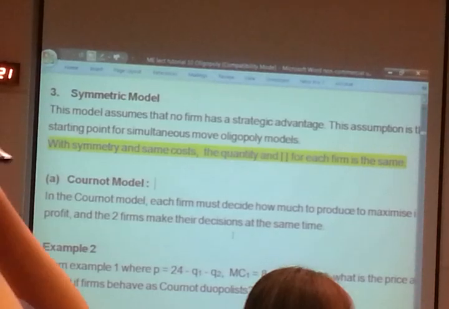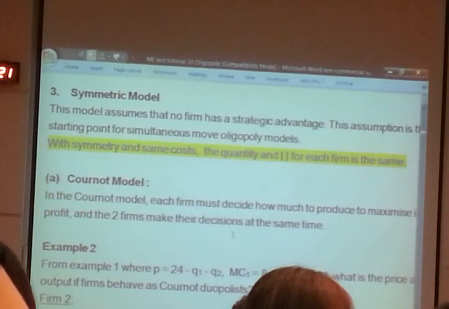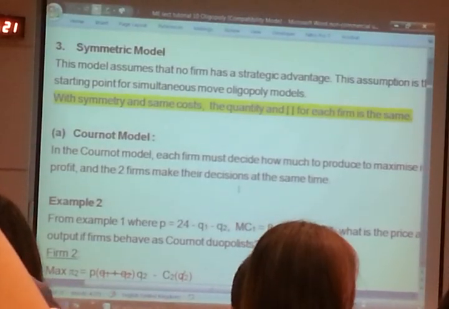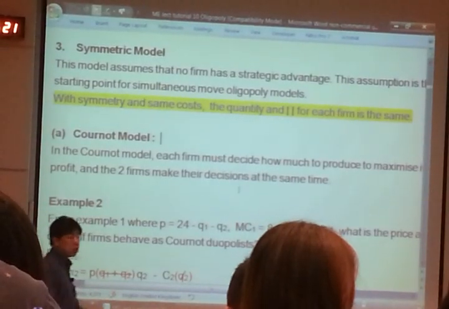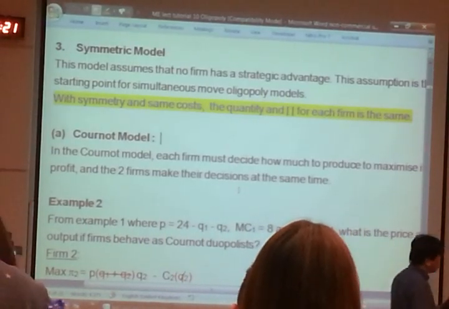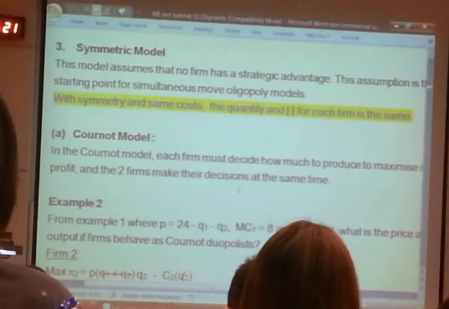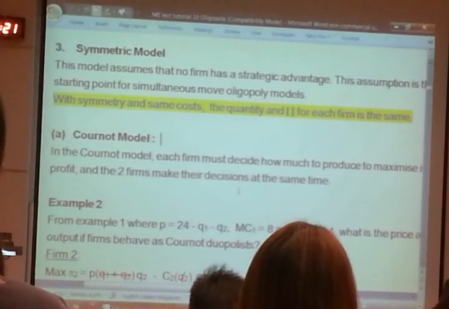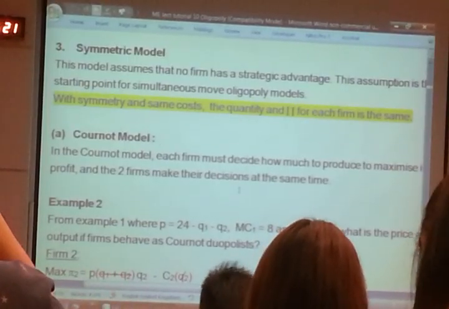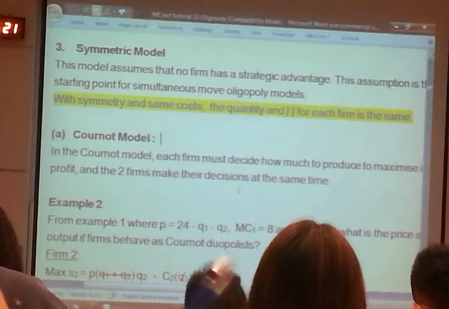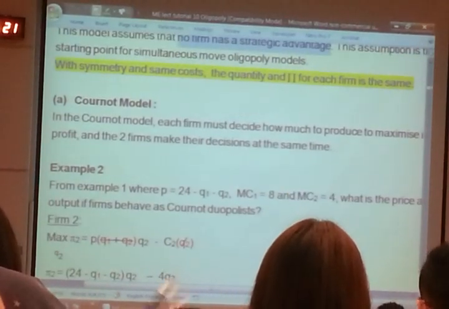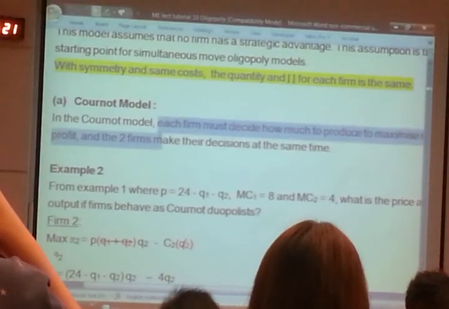In the Cournot model, every firm has the same strategic advantage. So no firm has more advantage than the others. These are all equal size. Whatever they produce, they don't care about each other. They all have equal advantage, so there's no leader. In this case, if I ask you to find the Cournot equilibrium, it means every firm has the same advantage. Now, each firm just has to decide how much to produce.